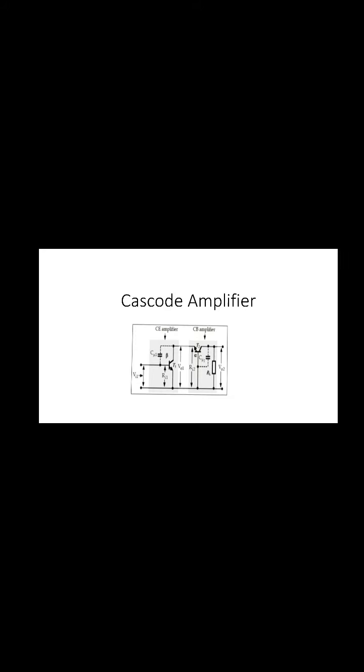Cascade amplifier is cascading of a CE amplifier and a CB amplifier. Two parallel connection of these two, CE and CB. Here in the CE configuration, we take the output across the collector. So the output of the collector is connected to the emitter of the CB amplifier as shown in the figure.